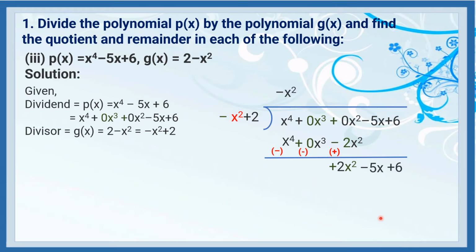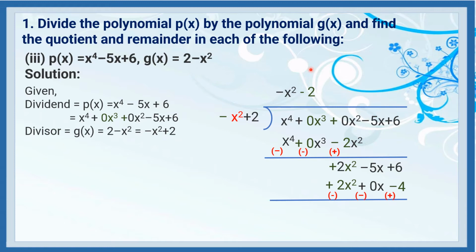Now divide this. 2x square divided by minus x square. x square will get cancelled. So minus 2. Write minus 2 here. Now multiply. Minus 2 into x square minus plus 2x square. Minus 2 into plus 2, that is 4. Isn't it? So the x term is missing. So we write 0x. Then we write minus 4.